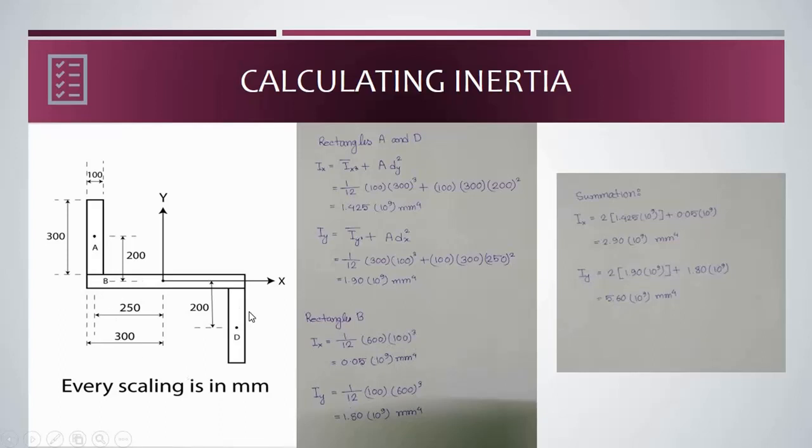This is the result. According to the y-axis, the base will be 100 and the height will be 600, and there is always a cube with the height. So here is our result. Let's sum it up. The Ix terms will be added, and the Iy terms will be added. So here we have the moment of inertia Ix according to the x-axis and Iy according to the y-axis. So that is our problem.